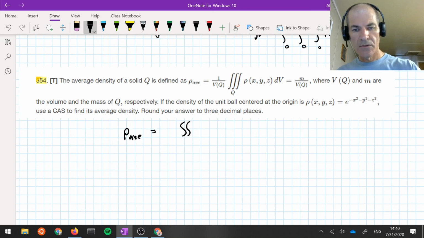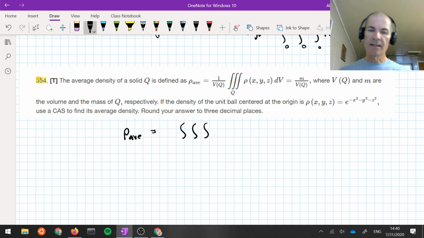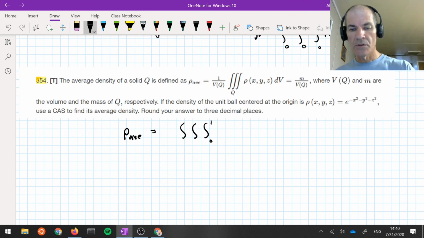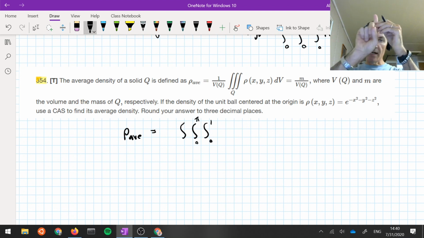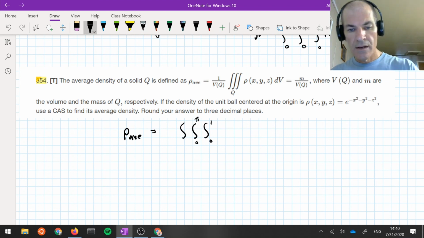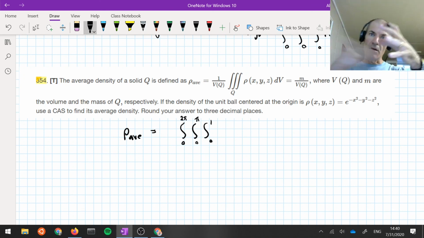is the integral over the unit ball. All right, what's the unit ball? I think we've got a sphere here. We should probably use spherical coordinates. The unit ball, rho goes from 0 to 1, phi goes from 0 to pi because it's the entire unit ball from the North Pole all the way to the South Pole. And theta goes from 0 to 2 pi because it's the entire ball all the way around.